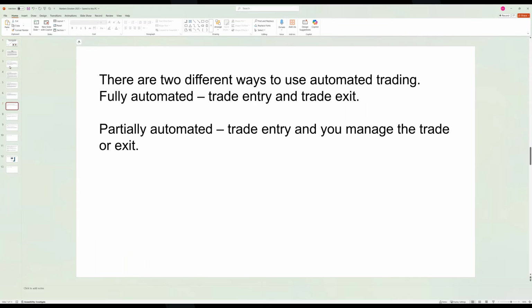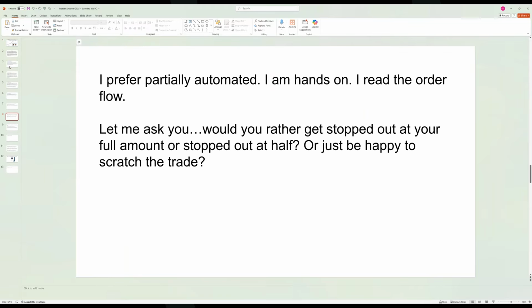that if things change in the order flow, I want to get out. I don't need to get stopped out to get out of a trade. If things change, I'll get out early, right? It's simple. So again, if you're hands-on, you could use markers as semi-automated. I mean, you can still get out of a trade at any point, right?